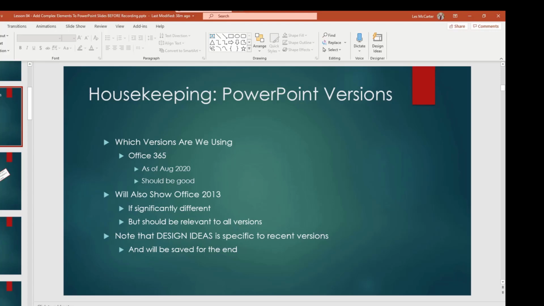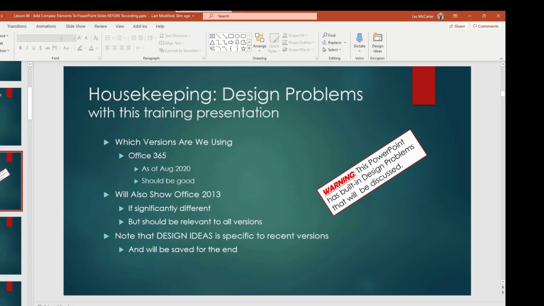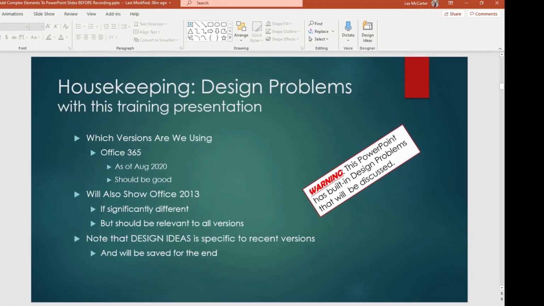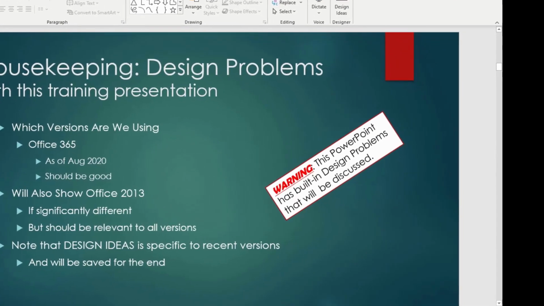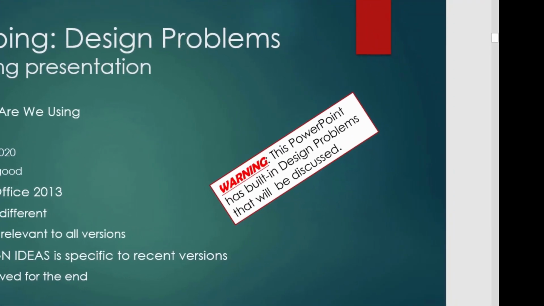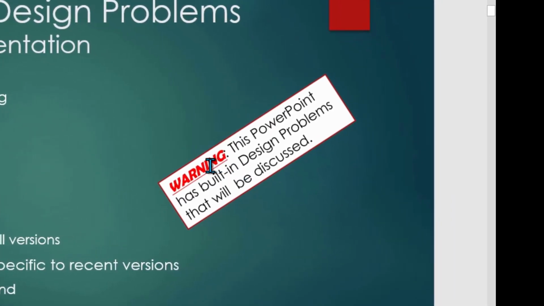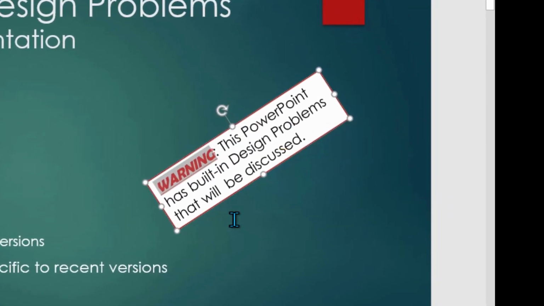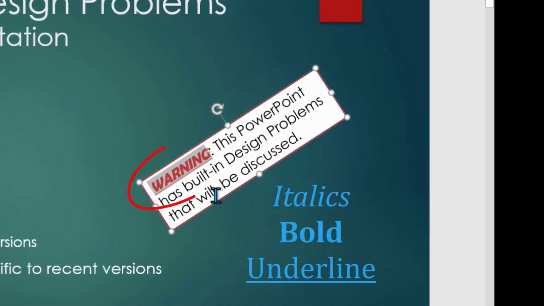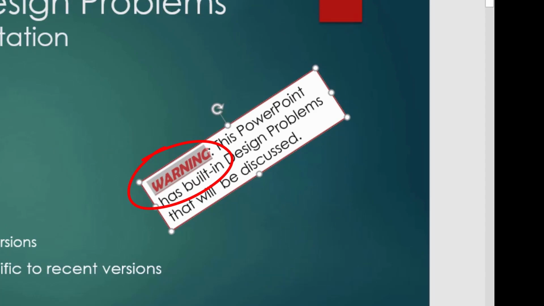Also, this presentation you're seeing is filled with things not to do. I'll point them out as we go along, including this warning box. It is way overkill to 1. Angle the box, 2. Use different fonts for the word warning, plus 3. Combine caps and italics and bold and underline. Please show some restraint. Don't yell and shout at the same time.